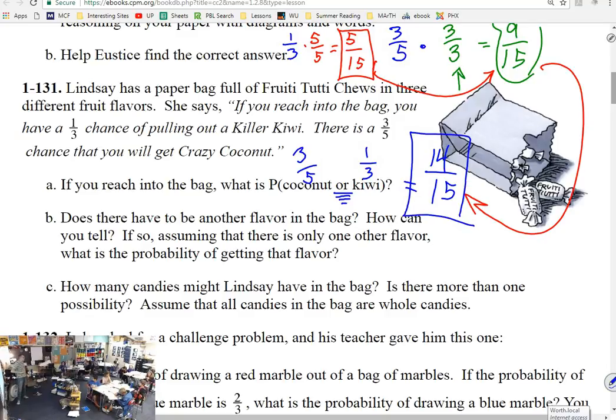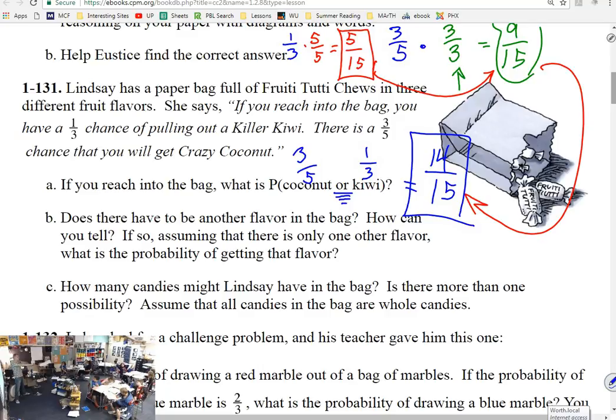So if we say there are 15 candies in the bag, how many candies are we missing? 1. So then there could be a third flavor. But I heard the back table talking about this. If we say there are 30 candies in the bag, how many pieces would be missing? Two, which could be two different flavors. So be careful. But this says 3 flavors, so we know 3 flavors.